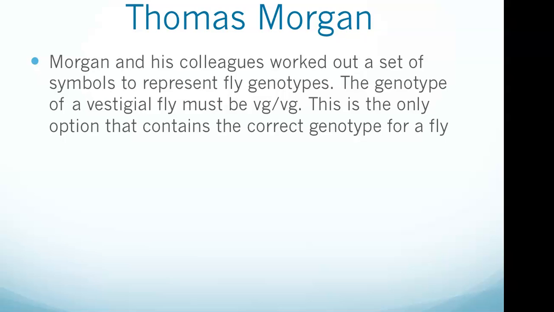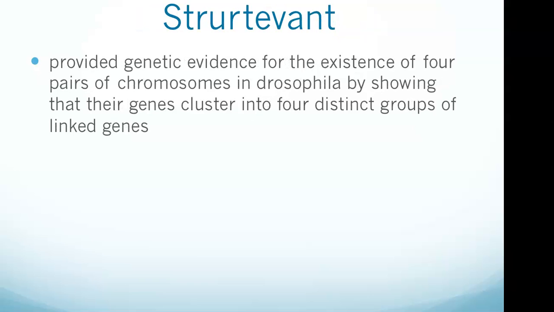Morgan and his colleagues worked out a set of symbols to represent fly genotypes. The genotype of a vestigial fly must be VG/VG. This is the only option that contains the correct genotype for a fly. And then finally, Sturtevant provided genetic evidence for the existence of 4 pairs of chromosomes in Drosophila by showing that their genes cluster into 4 distinct groups of linked genes.